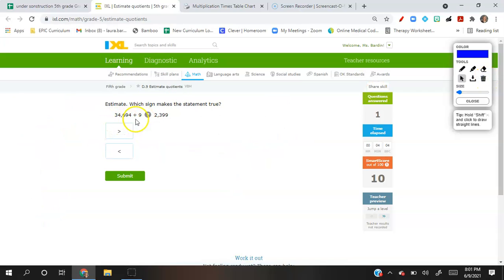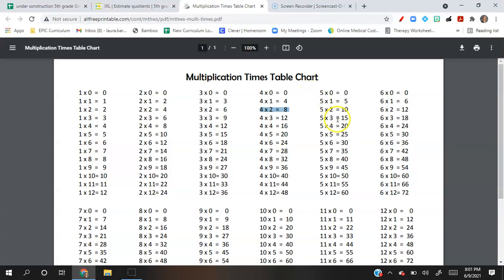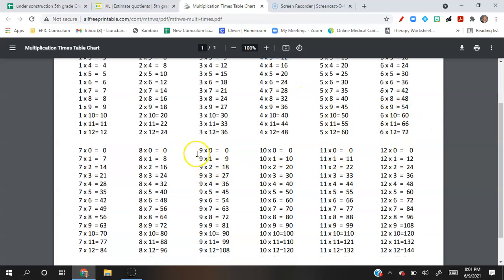So this looks like a really large number, but what am I going to do? I am going to pick the first 2 digits, and then we're going to look at the 9. So 9 times what gets you closest to 34? Can you tell me? I bet you already know. 9 times what gets you closest to 34? I see it, without going over. 9 times 3.